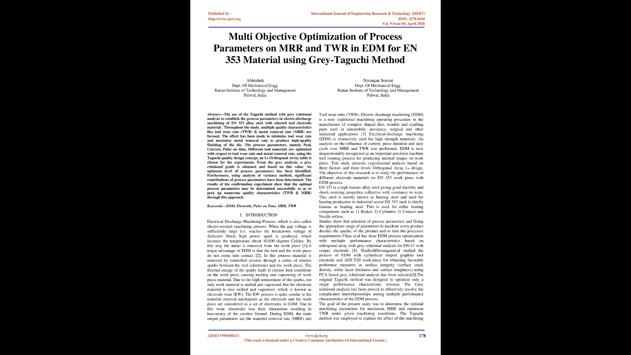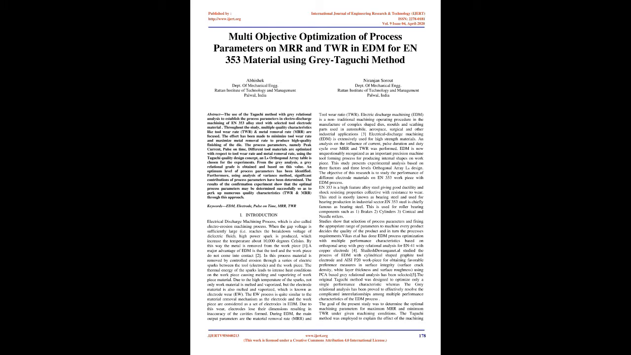Throughout the study, multiple quality characteristics like tool wear rate, TWR, and metal removal rate, MRR, are focused. The effort has been made to minimize tool wear rate and maximize metal removal rate to produce high-quality finishing of the die. The process parameters, namely peak current, pulse on time, and different tool materials, are optimized with respect to tool wear rate and metal removal rate, using the Taguchi quality design concept.